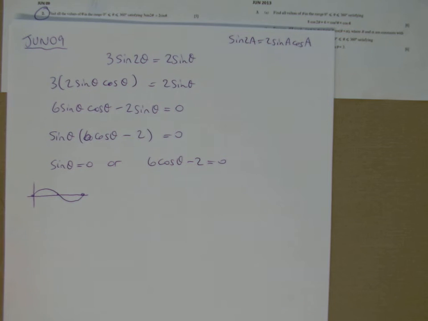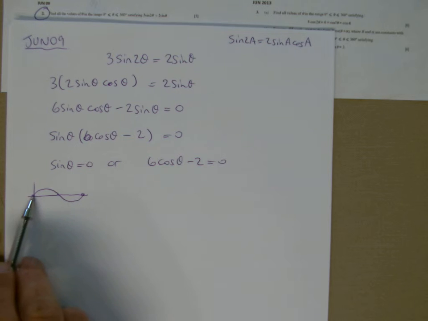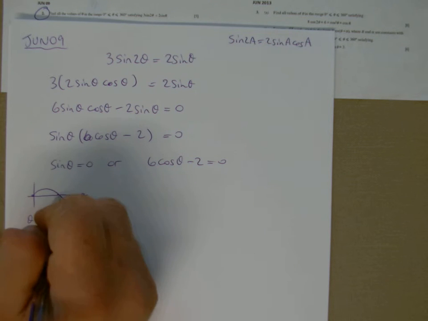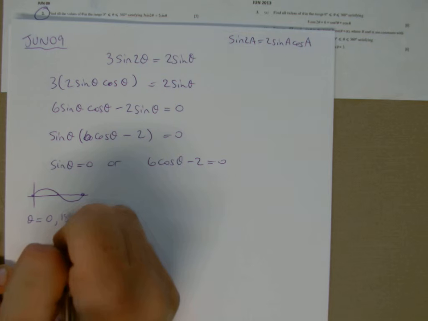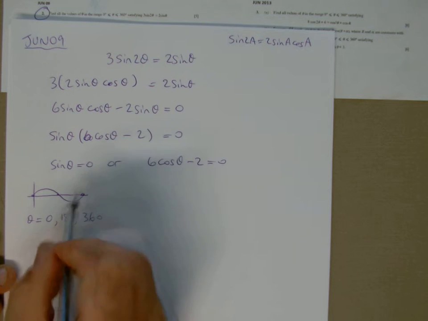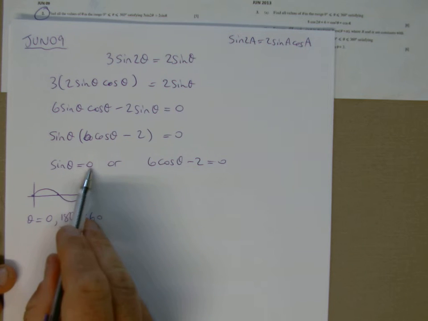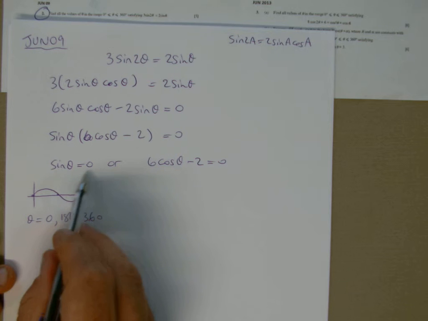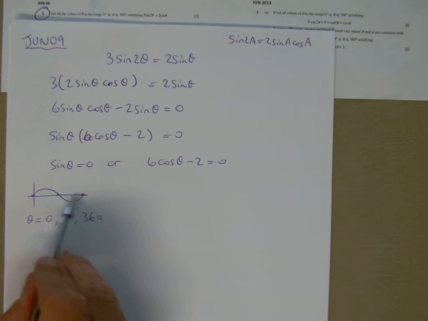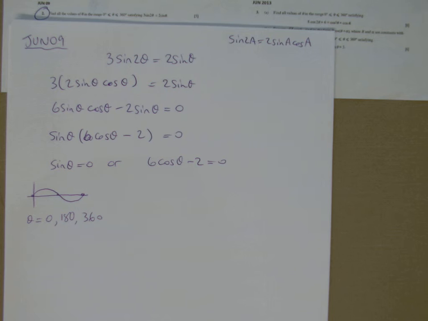Obviously you need all the values between 0 and 360. So it'd be that one there, which is 0, that one there, which of course is 180, and that one there, which is 360. You could do sine to the minus 1 of 0, and you get 0 out. But you need to get the other two values as well, so just draw a quick graph, and it's easy enough.